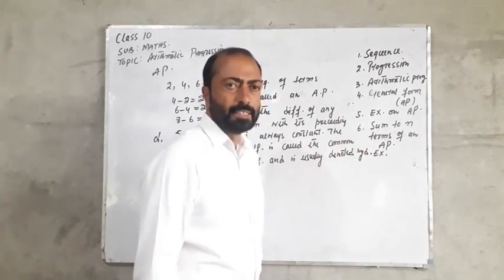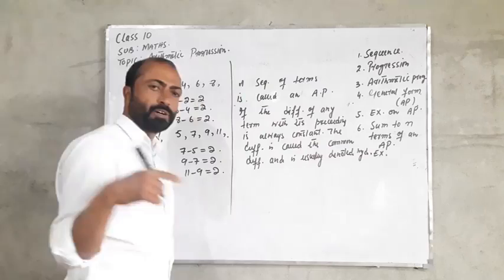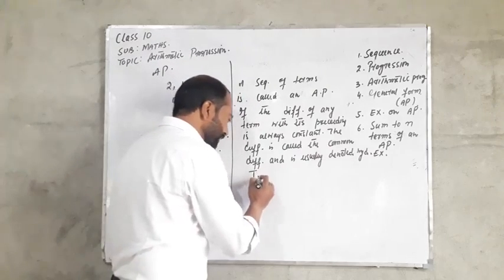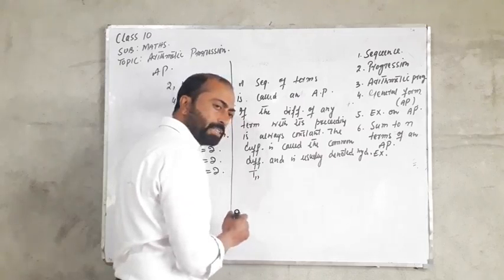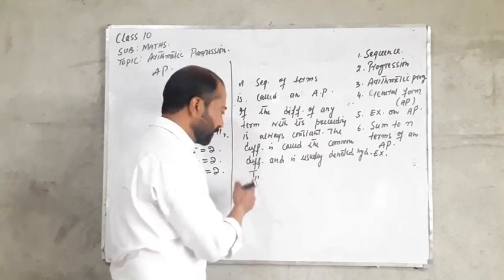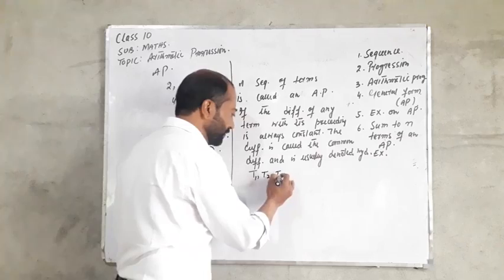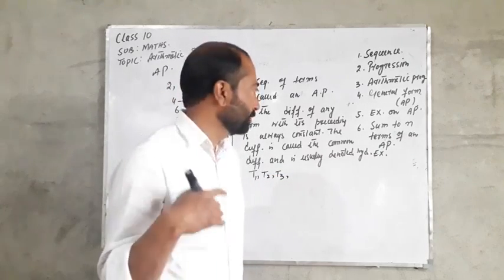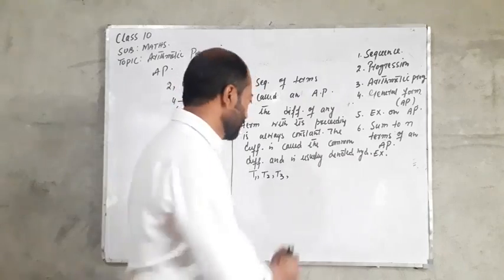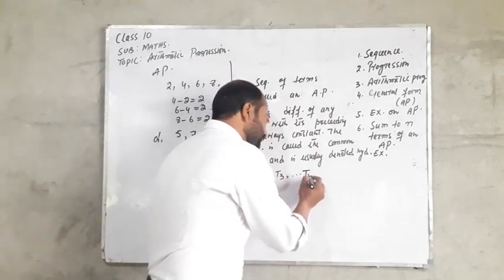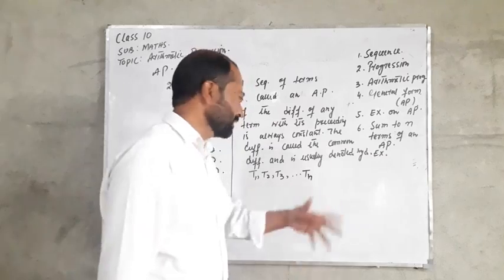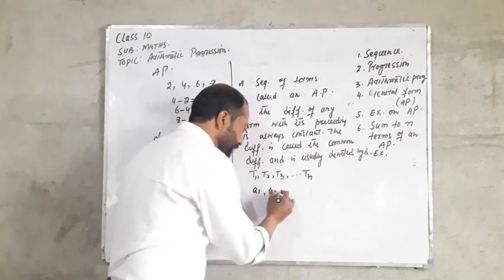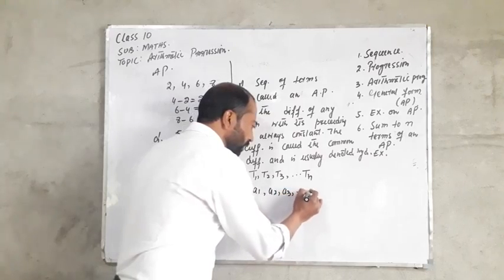Again, the numbers in the AP are called terms because it is a sequence. We generally denote the terms of an arithmetic progression by T1, T2, T3. If it is a finite sequence, then the last term exists, or you can write it like A1, A2, A3, and so on, up to AN.